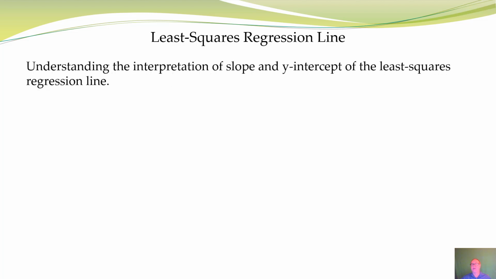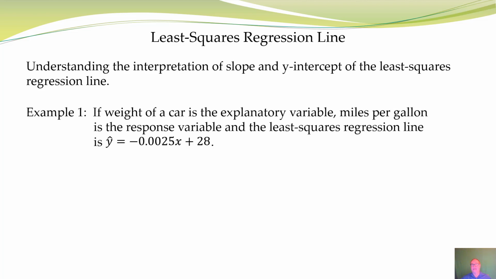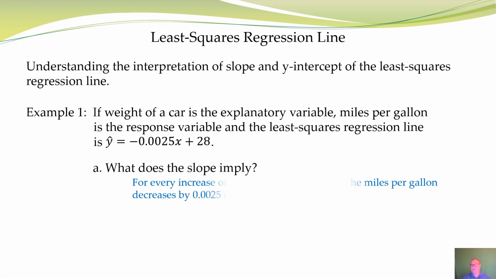Understanding the interpretation of slope and the y-intercept of the least squares regression line. Example 1. If weight of a car is the explanatory variable, miles per gallon is the response variable, and the least squares regression line is y hat equals negative 0.0025x plus 28. What does the slope imply? For every increase of a pound in a car's weight, the miles per gallon decreases by 0.025 miles.